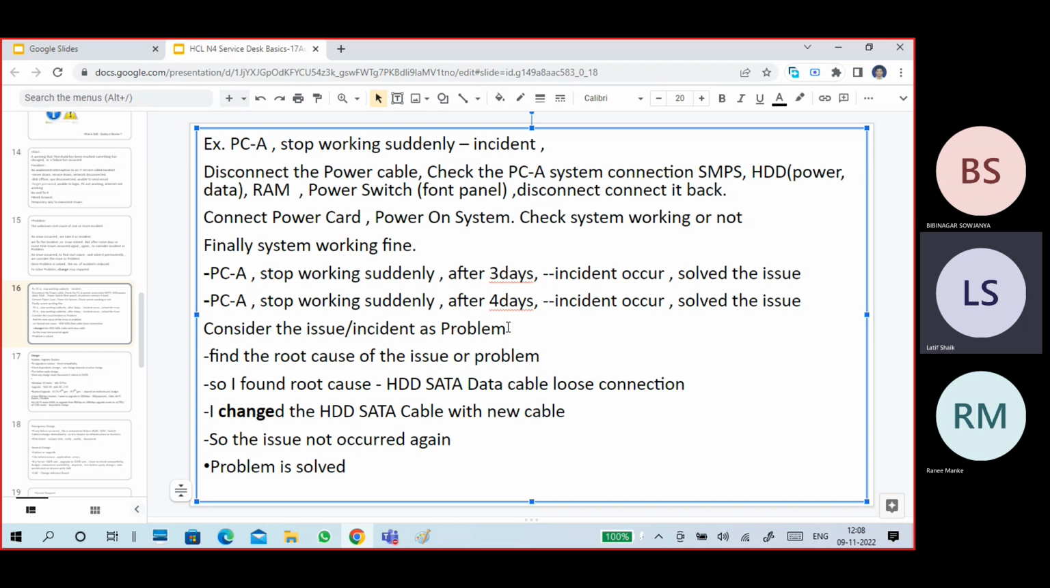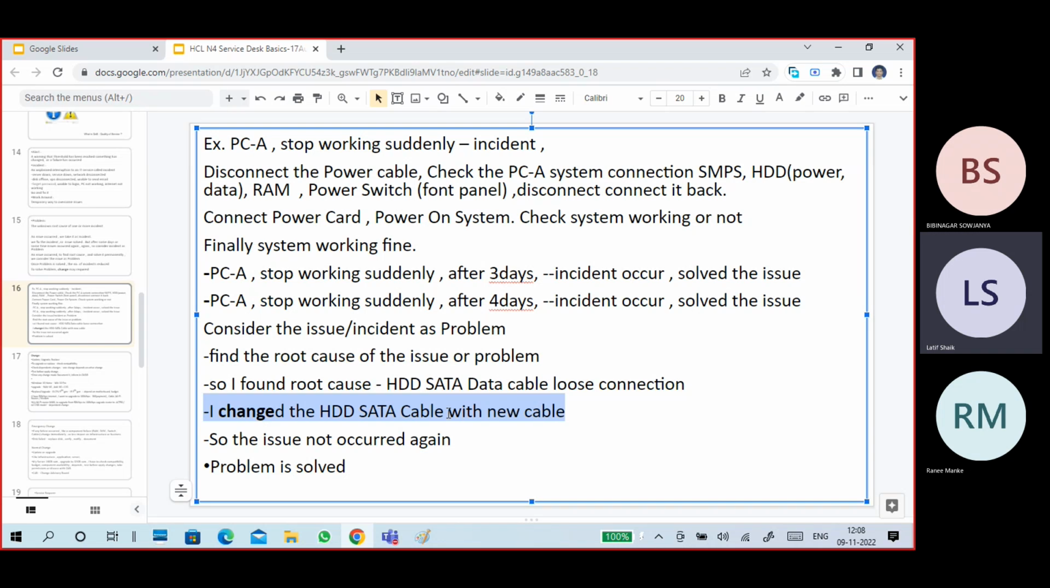Now I have to consider this incident as a problem. First you have to consider this issue or incident as a problem, then find out the root cause of the incident. So what I found is that the SATA hard disk cable is loosely connected. Now what I did was change the cable, not the hard disk, not the motherboard. I simply changed the one cable.